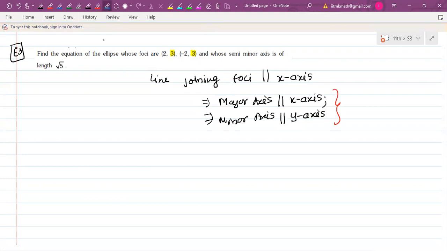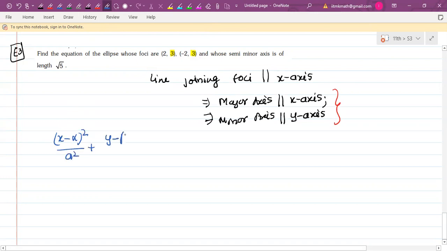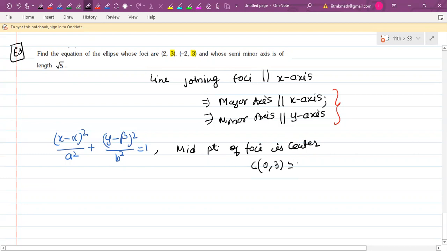After that, you simply write the equation (x minus alpha) square upon a square plus (y minus beta) square upon b square is equal to 1. And you know that the midpoint of the foci is the center. So what are the coordinates of the center here? You can calculate that if C is the center, this will be (0, 3). And these are the values of alpha and beta here in the equation.